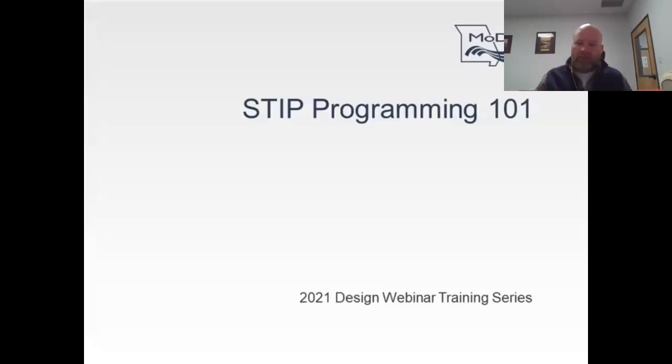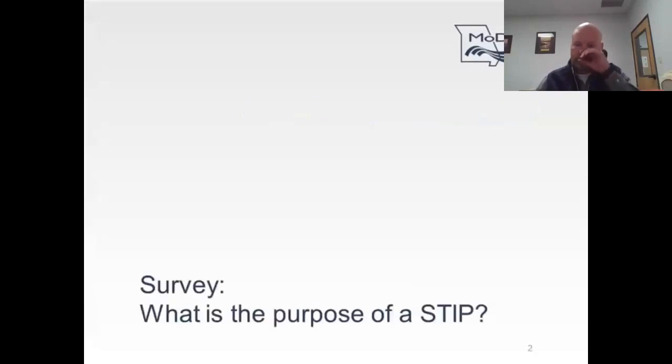Before we get started, we're going to do a quick survey to get your thoughts. You can use the WebEx annotation tools on the left side of your screen to answer the question. The question for today is, what is the purpose of a statewide transportation improvement plan, or STIP? You can type your answer in the middle of the slide. So we'll take a few minutes just for you all to answer that question.